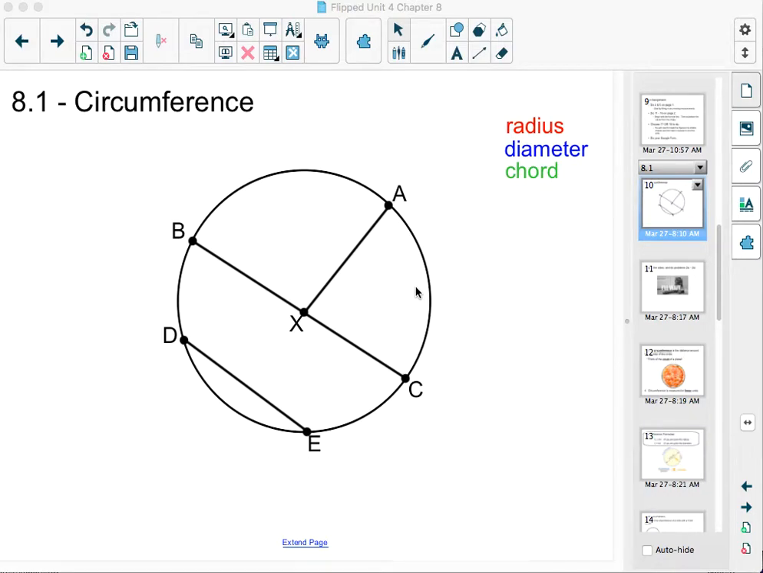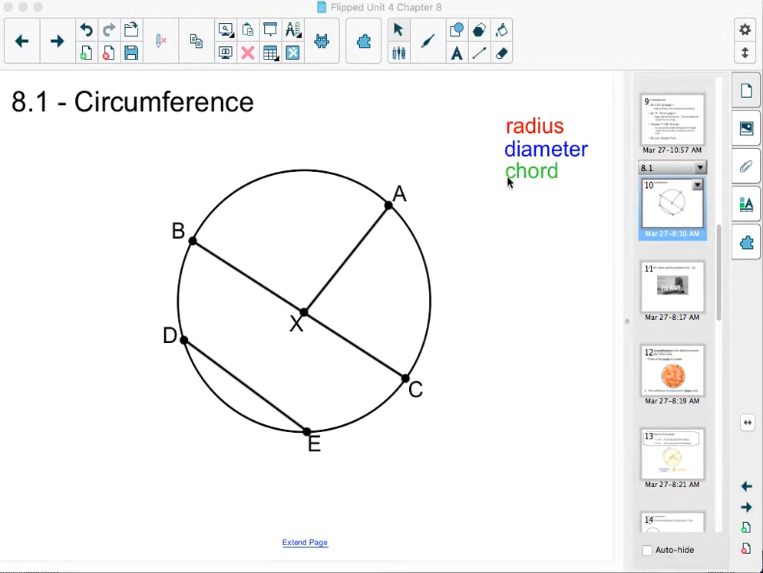This will be our video for Chapter 8, Lesson 1. This lesson is all about circumference. And when you hear the word circumference, you should think about a circle. So here I have a circle, and what we want to do is talk about the three important line segments within a circle. Those important segments are radius, diameter, and chord.